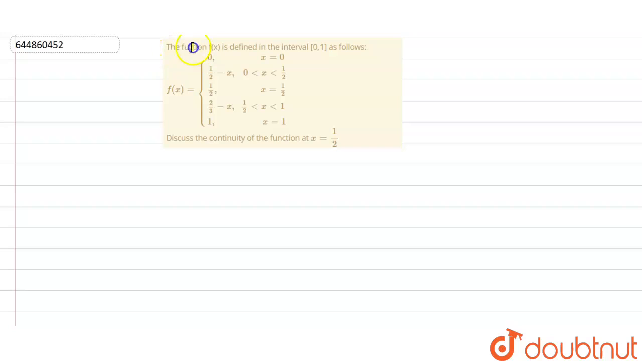Hello everyone. The question is: the function f of x is defined in the closed interval 0 to 1 as follows. f of x equals 0 when x equals 0; when x lies between 0 and 1 by 2, f of x equals 1 by 2 minus x; at x equal to 1 by 2, f of x equals 1 by 2; when x lies between 1 by 2 and 1, f of x equals 3 by 2 minus x; and at x equal to 1, f of x equals 1. Discuss the continuity of the function at x equal to 1 by 2.